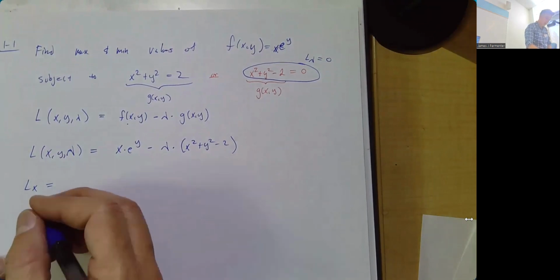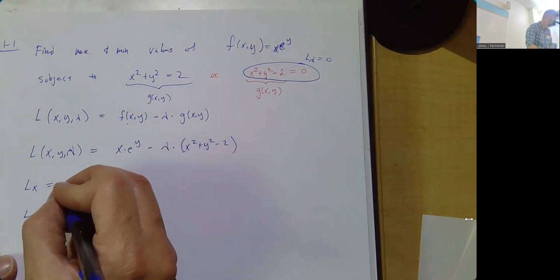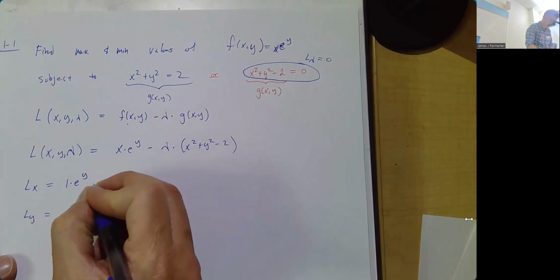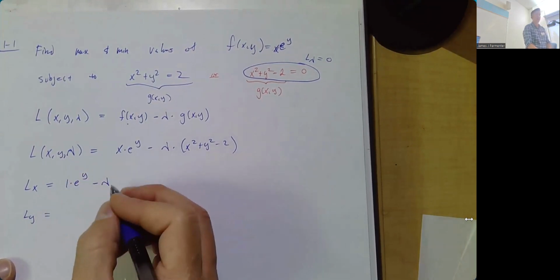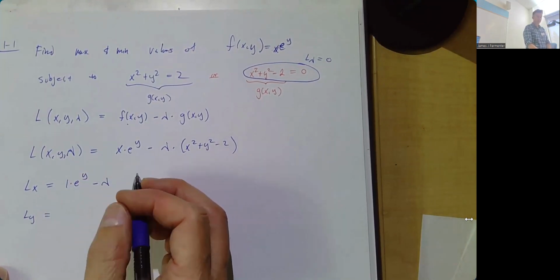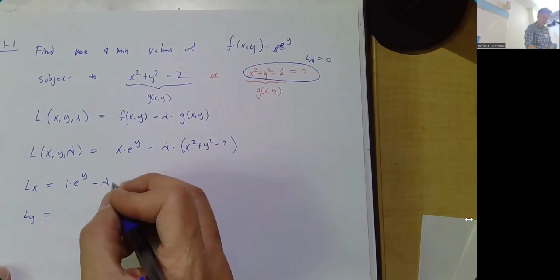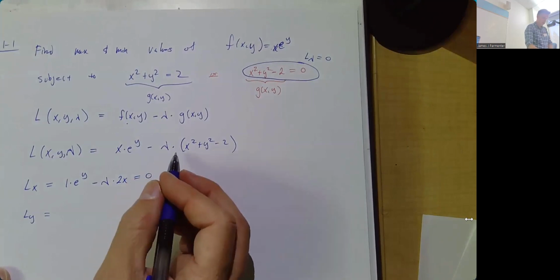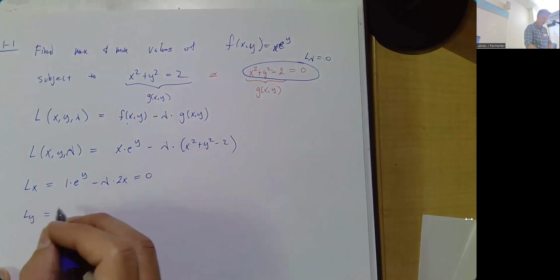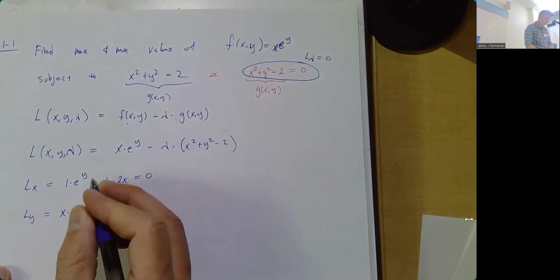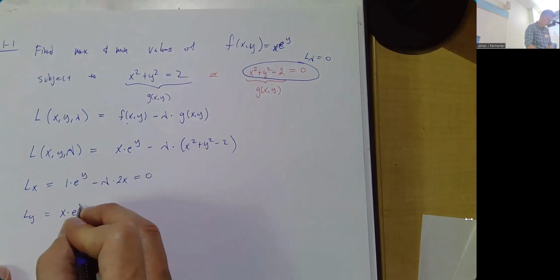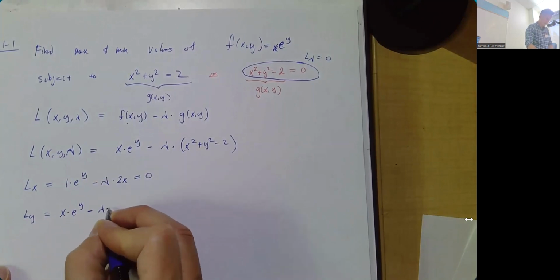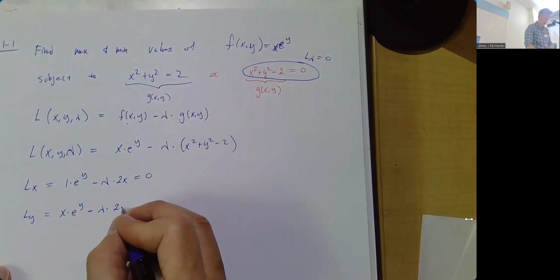So Lx is going to be the partial with respect to x. So 1 times e to the y minus, the lambda just hangs out in front for any of the partials that aren't partial with respect to lambda, and the derivative of the inside with respect to x is 2x. Set that equal to 0. Same deal for the next part. The derivative with respect to y is going to be x times the derivative of e to the y, which is e to the y, minus lambda times the derivative of the inside here, which is 2y, equal to 0.